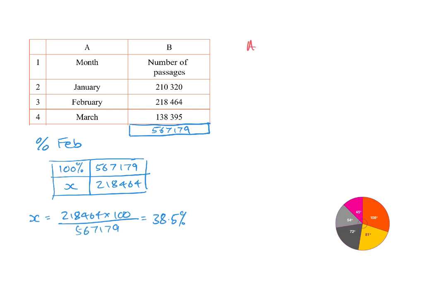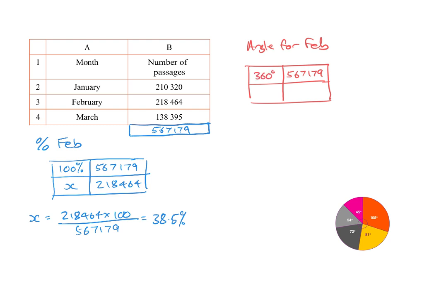So we want the angle for February. So do another little proportionality table, like so. And this time we have our total number of passages, which is 567,179. And instead of representing 100%, this can represent 360 degrees because that's the total number of degrees in a circle. I want to find my angle for February, so I'm going to call that Y. And February, as we know, is 218,464. So I have a proportionality table which works in exactly the same way as before.